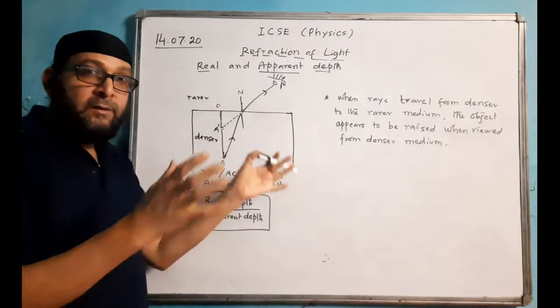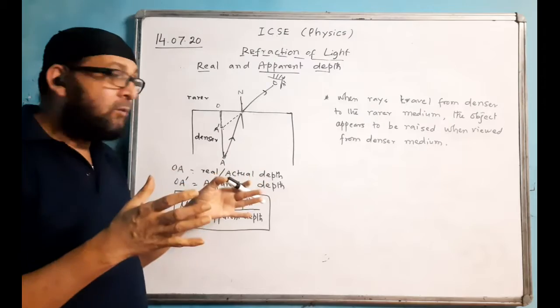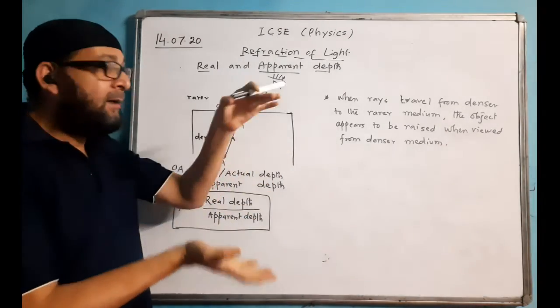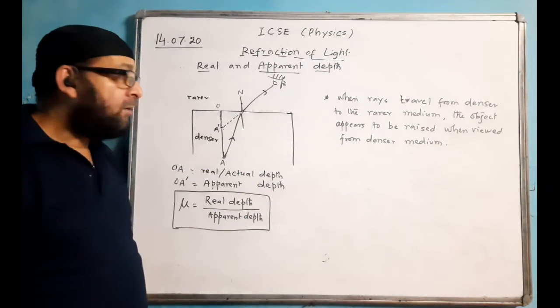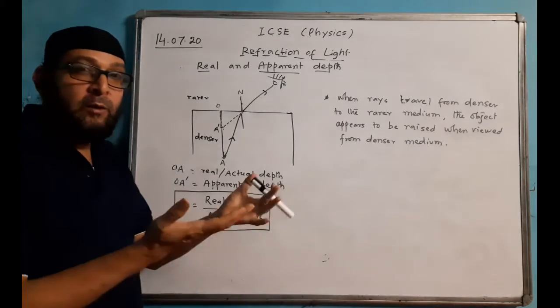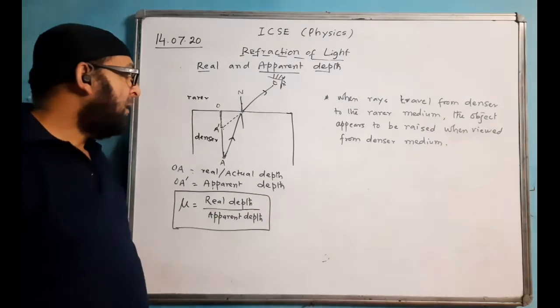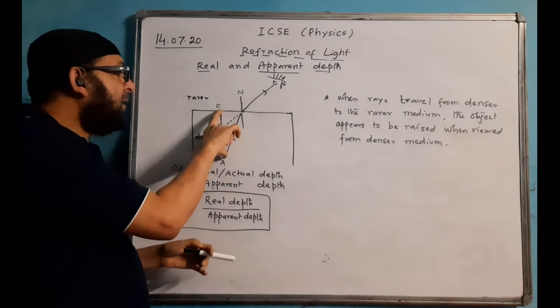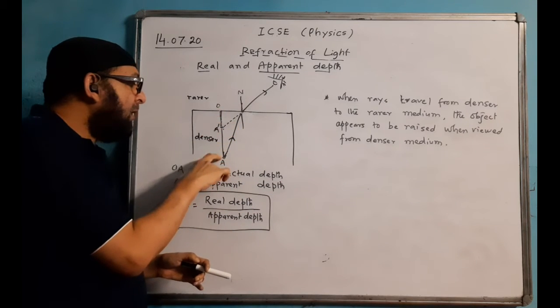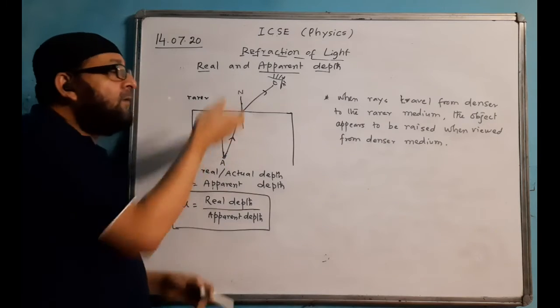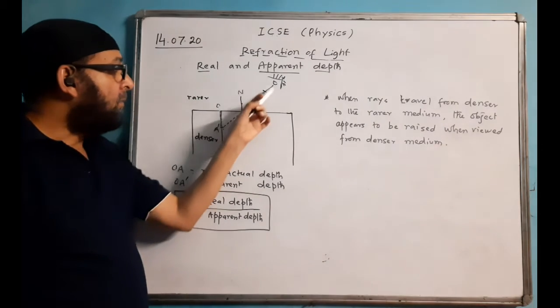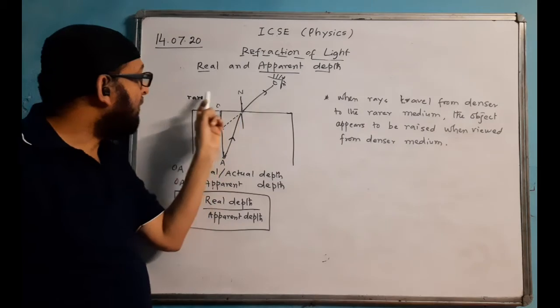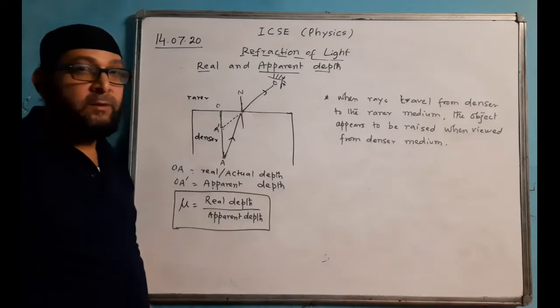We have many practical examples in our daily life. The bottom of a water tank filled with water appears shallower than it actually is. The swimming pool appears shallower than it actually is. A person's leg underwater appears to be shorter. Suppose the actual leg is this much, but it's appearing to be shorter when viewed from the rarer medium by the observer.